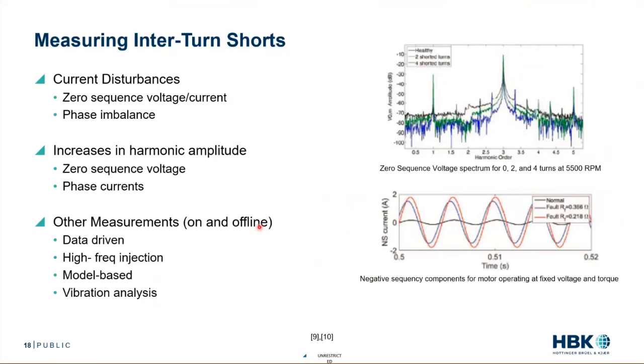There are also other measurements we can use to start to predict turn-to-turn shorts. We can have a data-driven version where we use big data. We can have high-frequency injections. That's more of an online technique. We can have model-based, where we have a model running in parallel. That can be offline or online. And then we have vibration analysis, where we can actually look at how that machine is vibrating. So some cool methods, and we can start to figure out not only if a fault is happening, but where and why. So I think that's exciting.